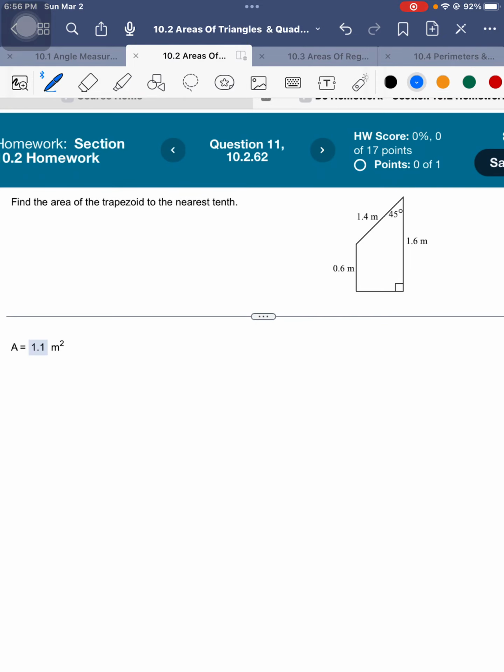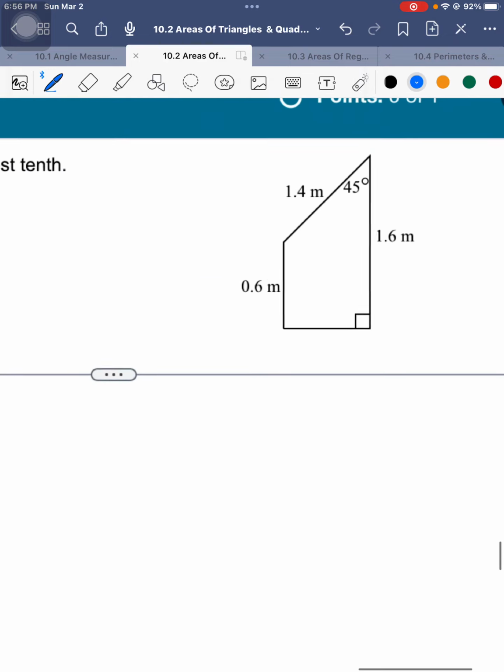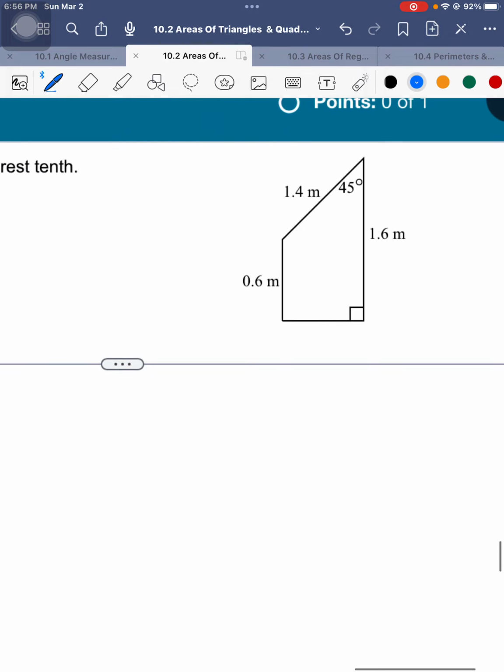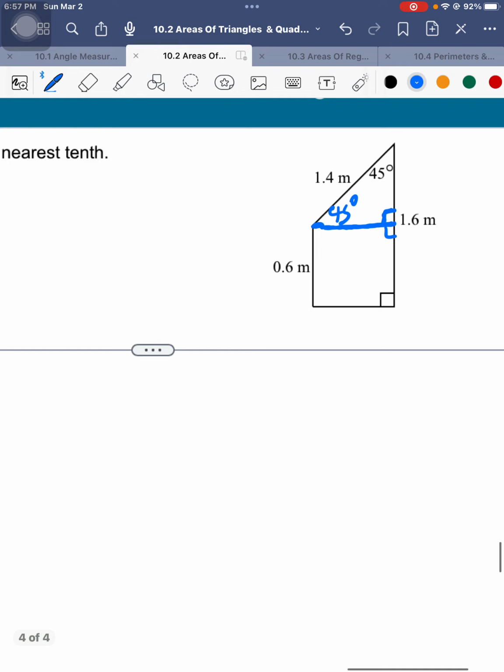Okay, so this is probably the hardest one because this is a trapezoid. Yes, it is a trapezoid, but we don't know the height. We don't know this height. So let's figure it out. Well, I know that an altitude makes 90 degrees, right? And I know that if this is 90 degrees and this is 45, then this also has to be 45. So I just have a 45, 45, 90 triangle.